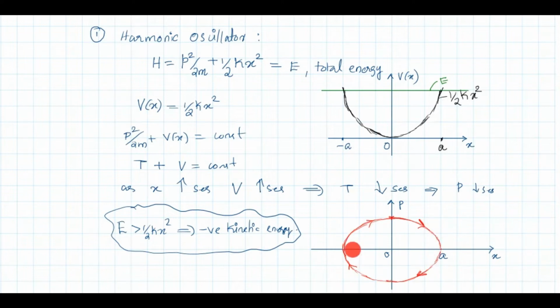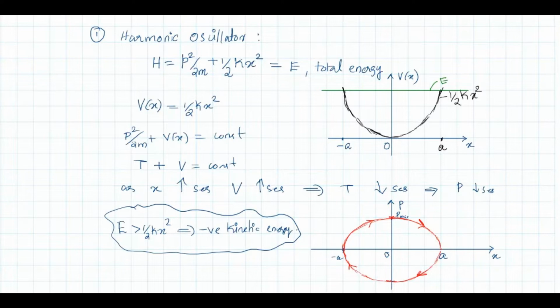It will be a closed curve bounded between x equal to A and minus A, and the momentum value is bounded between some p max. This is positive and this is negative. The positive and negative concept is based on whether the x value increases with time or decreases with time.